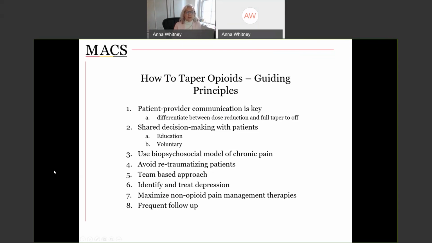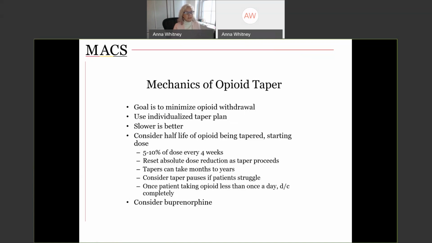And frequent follow-up. Some of the studies that have been done in the last 2 years around opioid tapering have found that frequent follow-up is what has led to the most effective outcomes. And that may be weekly. It may be a weekly phone call. It may be having patients check in with peers or community health workers. So really using that team-based approach to make sure that the patient is connected.